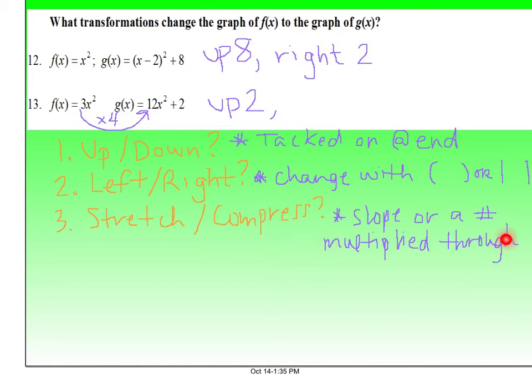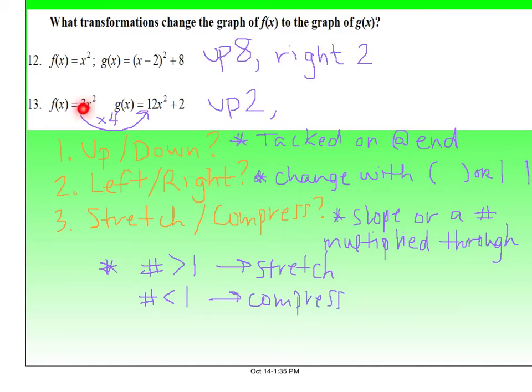So because I multiplied, I know I have stretch or compress. For stretch or compress, a number greater than 1 means a stretch. I don't care if it's negative or positive. It's only the number itself, not the symbol. Number less than 1 is compress. So in this example, I multiplied by 4, which means I have a stretch by 4.